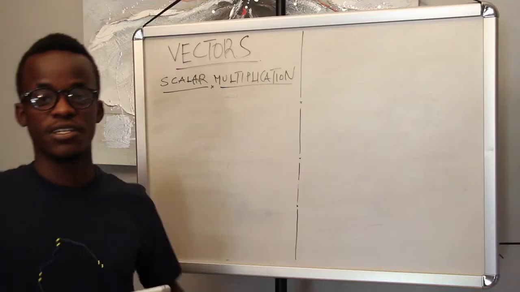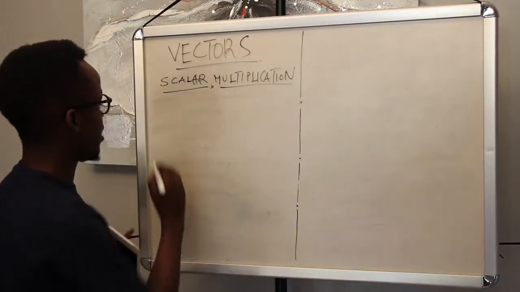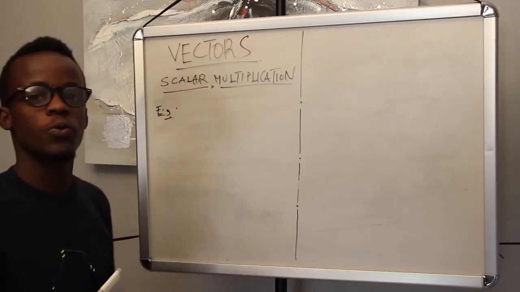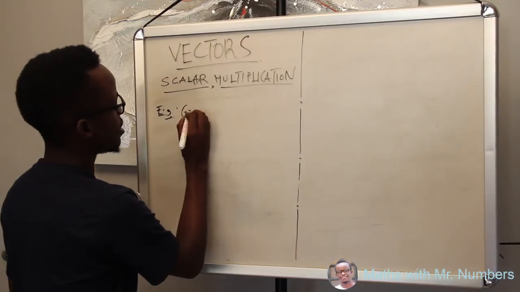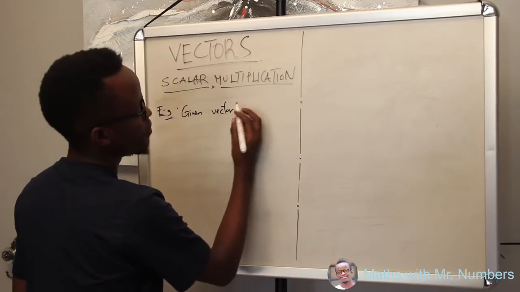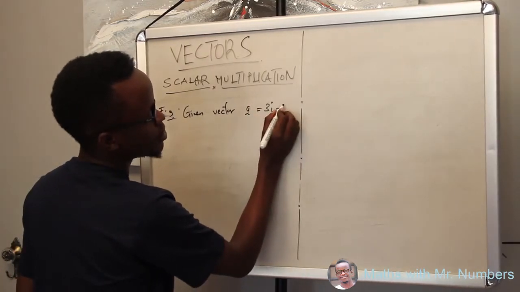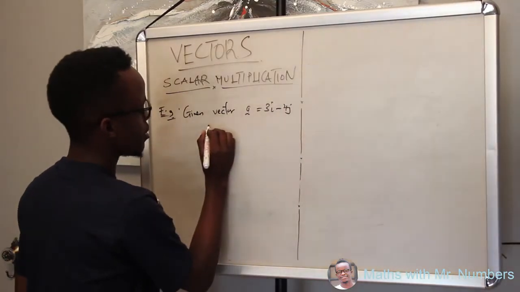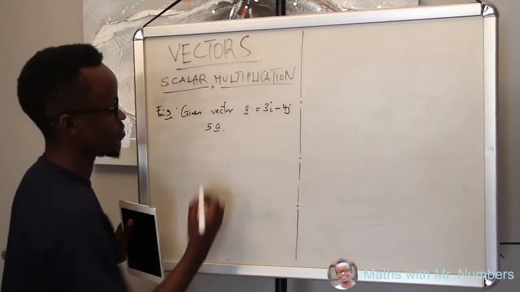Hi, I'm Mr. Number, and again we are going to discuss scalar multiplication. In scalar multiplication, we are going to multiply a number with a certain vector. For example, given vector A as 3i minus 4j, you have to find 5 times vector A.